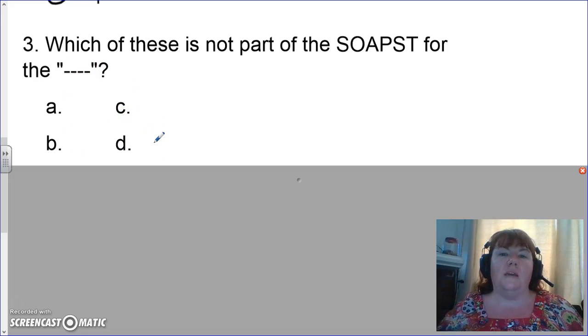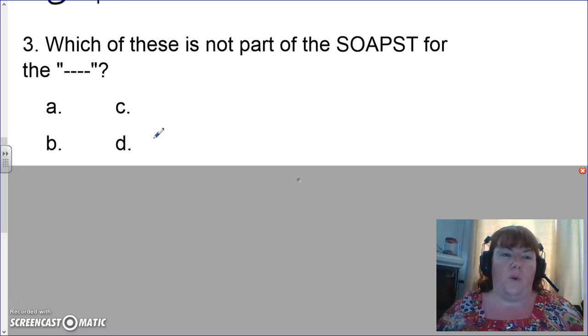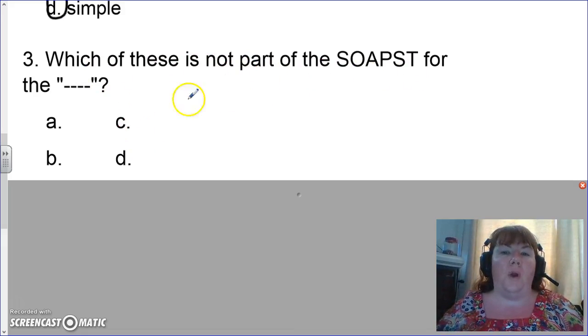I did this because otherwise it would limit me too much on what I could ask, but at least this gives you an idea of this type of question. Which of these is not part of the SOAPs for the blank? So this would be the article title.